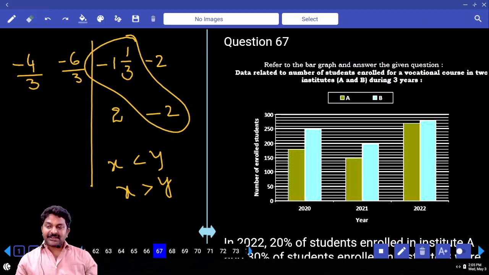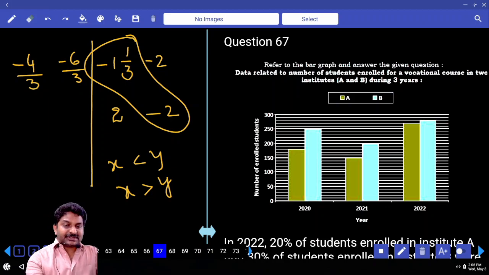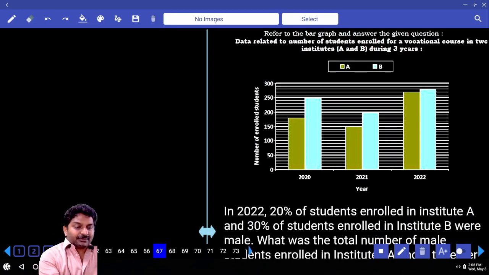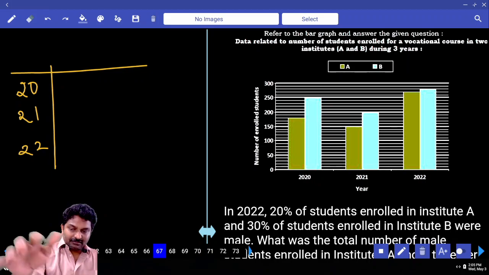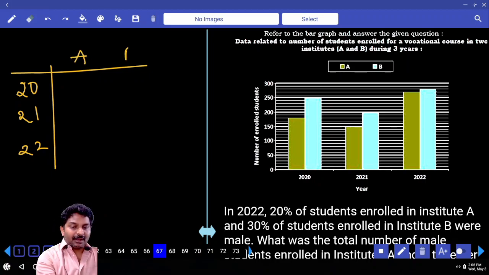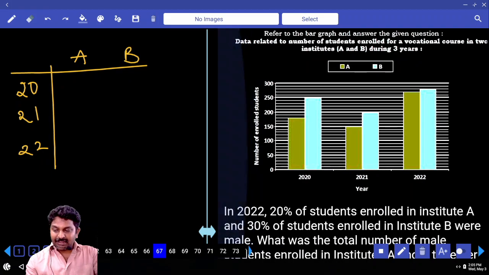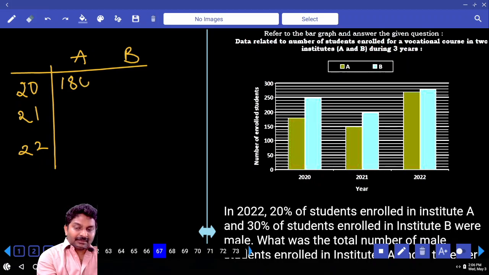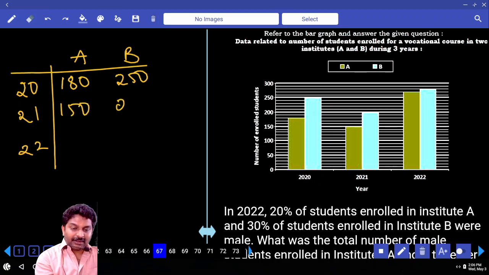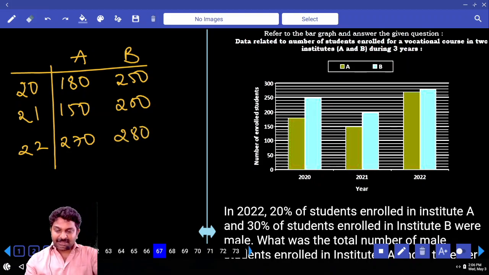Data related to the number of students enrolled for vocational courses in 2 institutions during 3 years. So 2020, 2021, 2022, 3 years data we have. And there are 2, A comma B. 0, 50. So each subline is 10 only. Write the numbers first. 180, 250. Next 150, 200. 270, 280. Once the table is prepared, it will be easy now.